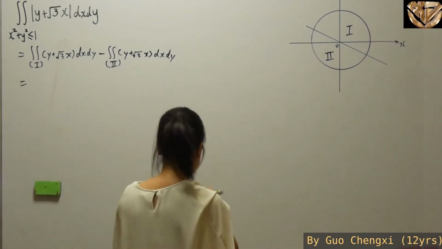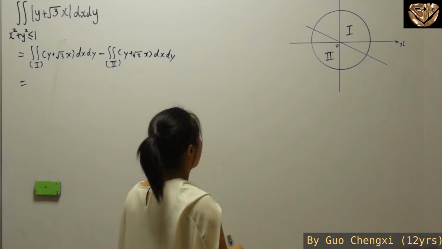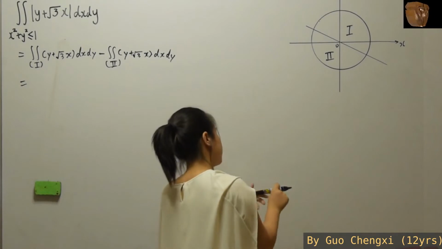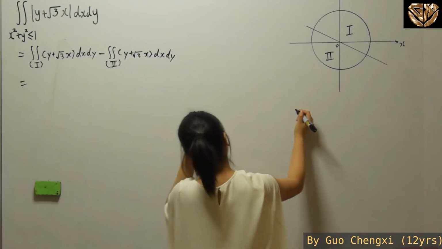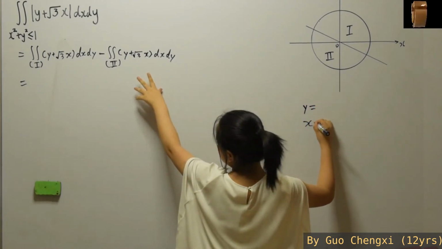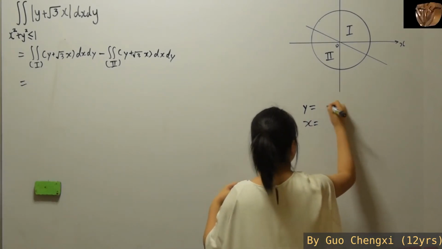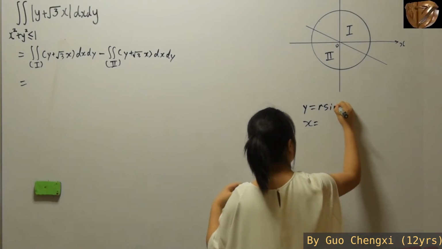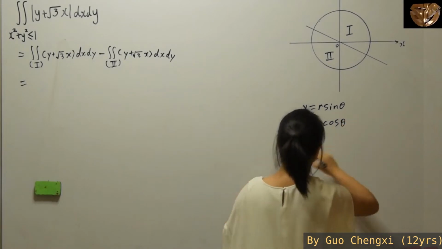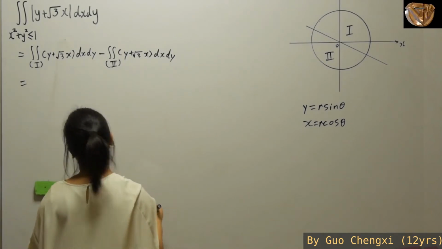Alright. Now that we have these two parts, because this is a circle, we are going to change from Cartesian coordinates to polar coordinates. So in polar coordinates, what is y equal to and what is x equal to? y is equal to r sine theta, while x is equal to r cosine theta, okay? So we know what x and y are, right?